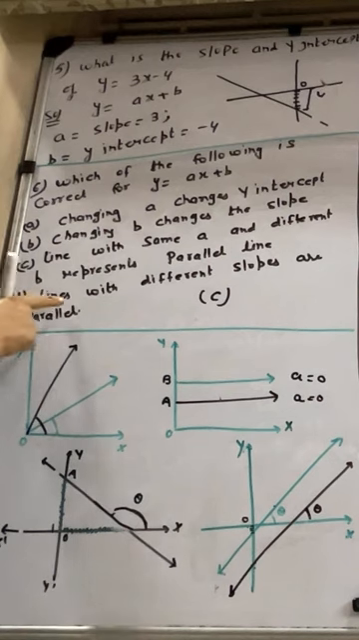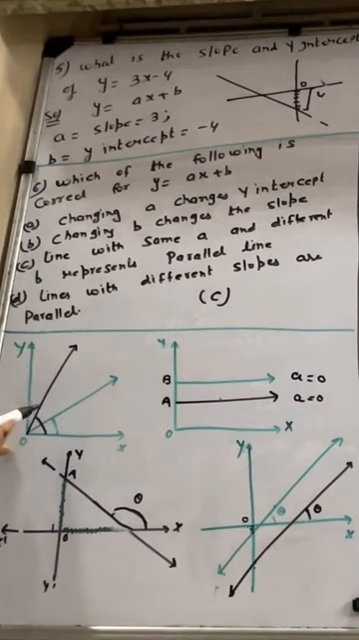Read D. Lines with different slopes are parallel. No. See, look at here. These two lines have different slopes. For this line, this is the slope. For this line, this is the slope. Can they be parallel to each other? No. They cannot be parallel lines. Am I clear? Right?